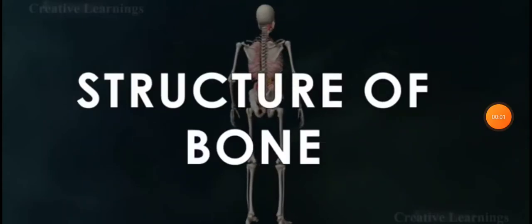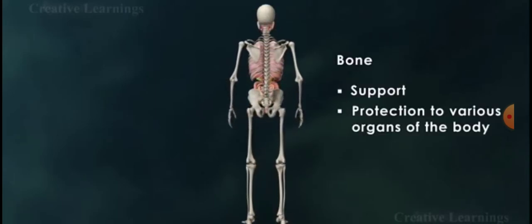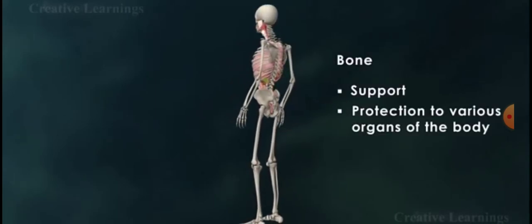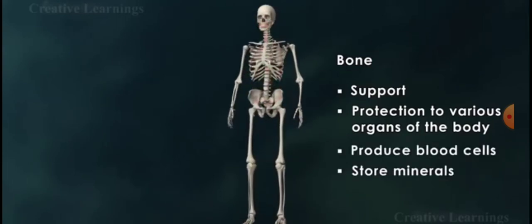Structure of bone. Objective: to learn the basic structure of bone. As part of the skeleton of vertebrates, bones offer support and protection to various organs of the body. In addition, they have the ability to produce blood cells and store minerals.